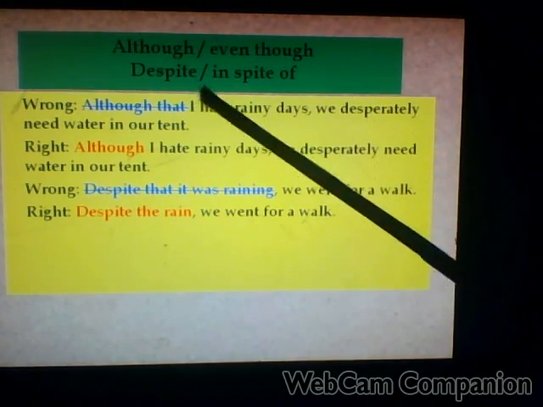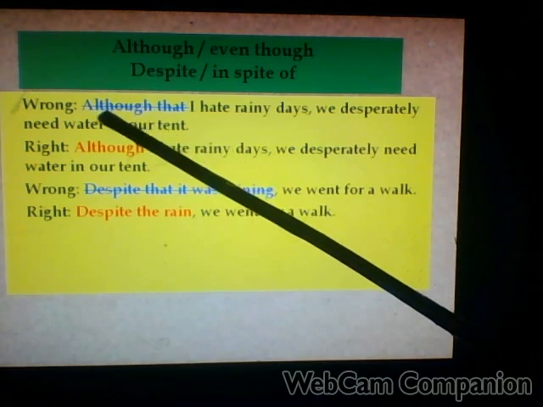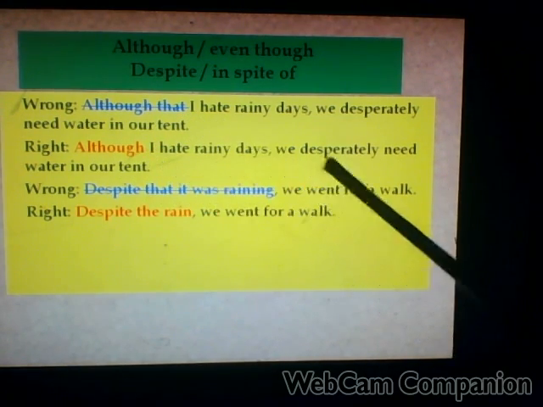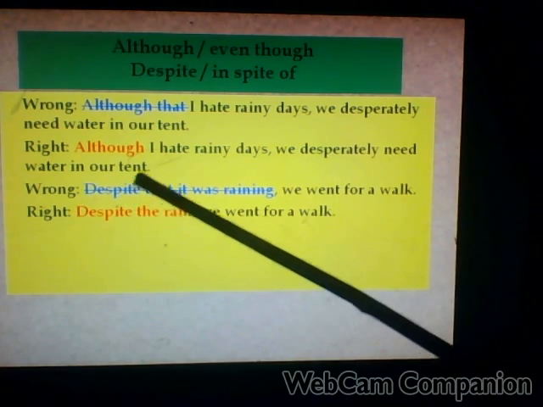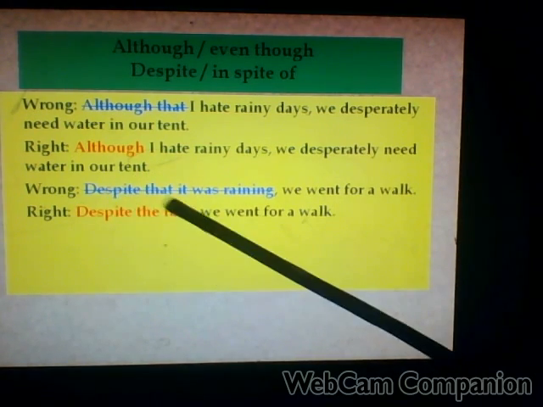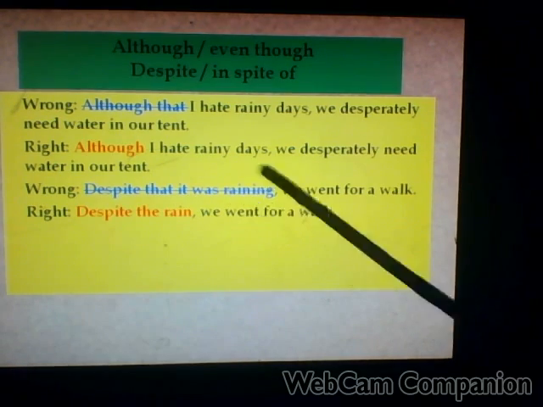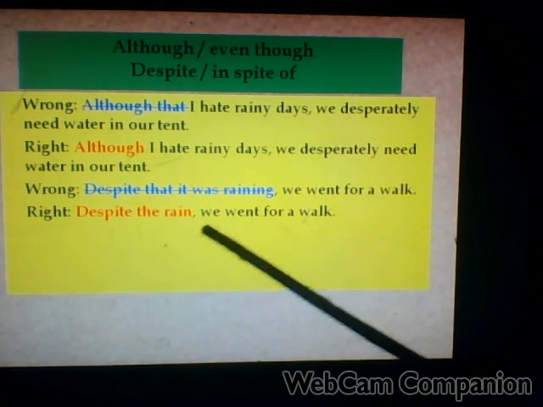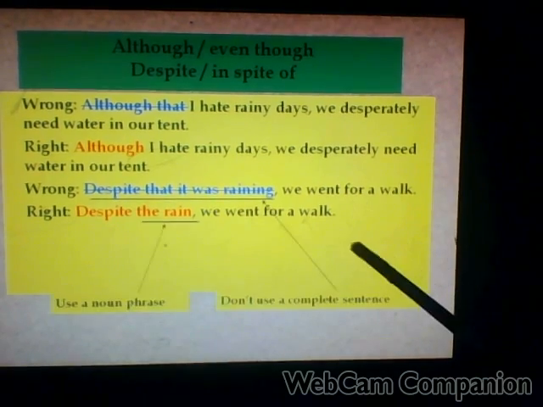Although, even though, despite, in spite of. Wrong: "Although that," we cannot write in this way. We should write, although I hate rainy days, we desperately need water in our tent. Wrong: "Despite that it was raining," it is wrong. We should write, give noun form after despite. Despite the rain, we went for a walk.